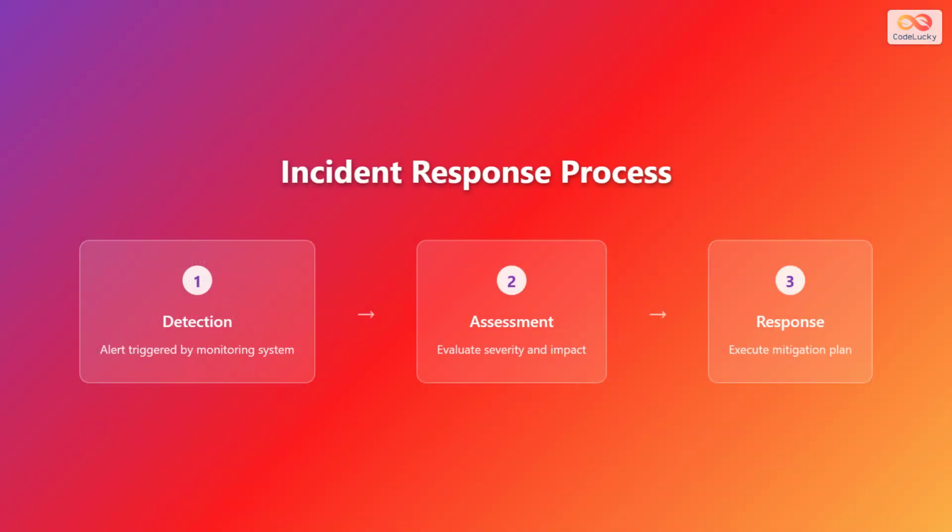The incident response process typically involves 3 key phases. First is the detection phase. This is when an alert is triggered by the monitoring system, indicating a potential issue. Second is the assessment phase. Here, the severity and impact of the incident are evaluated to determine the appropriate course of action. Third is the response phase. In this phase, the mitigation plan is executed to resolve the incident and restore normal operations.